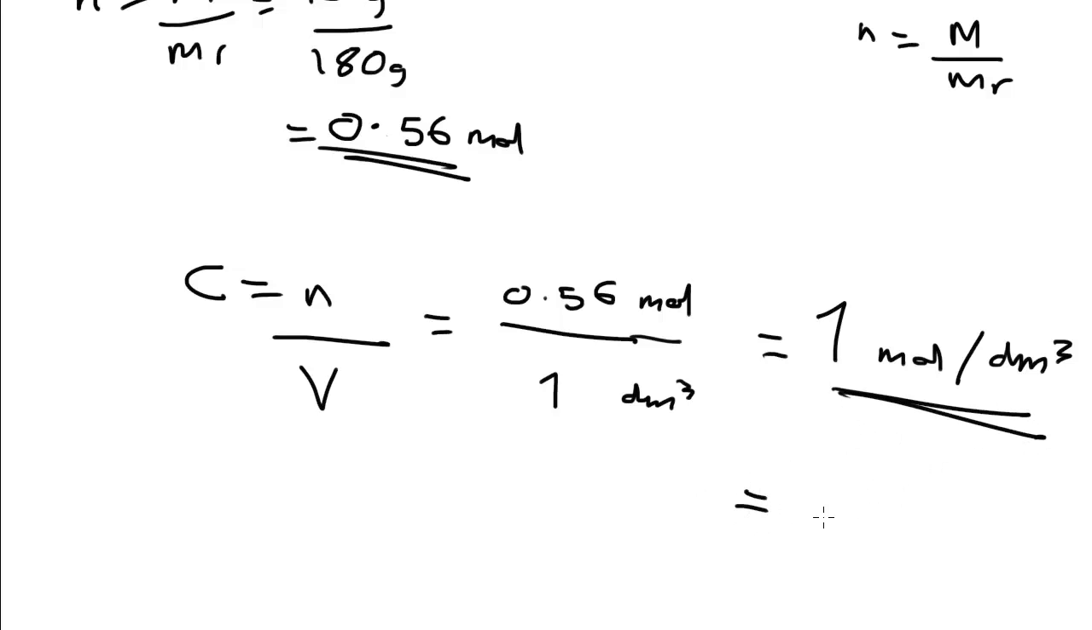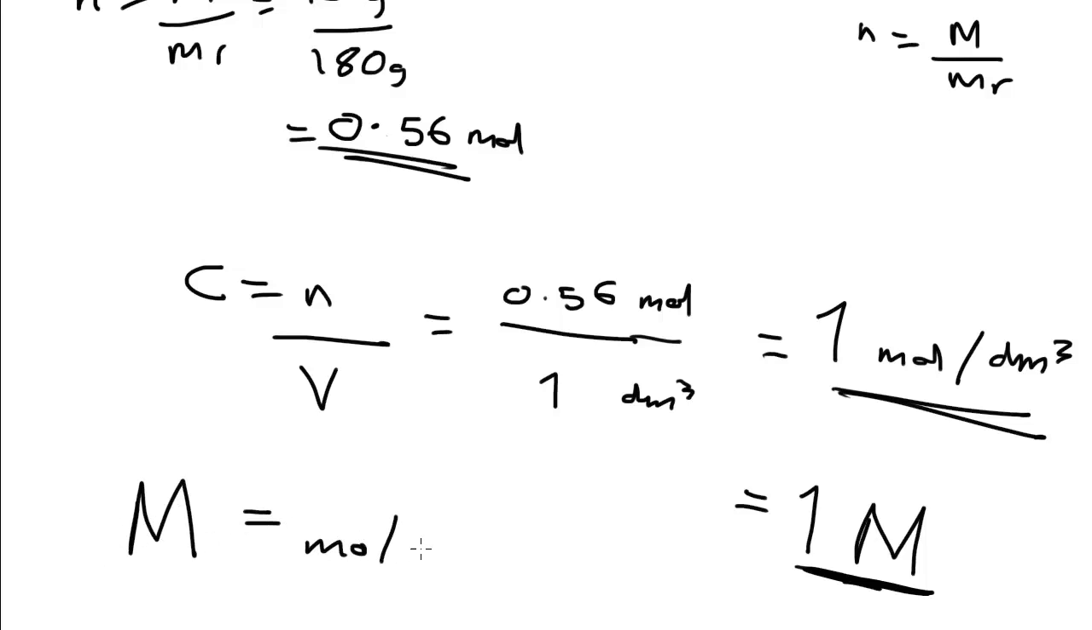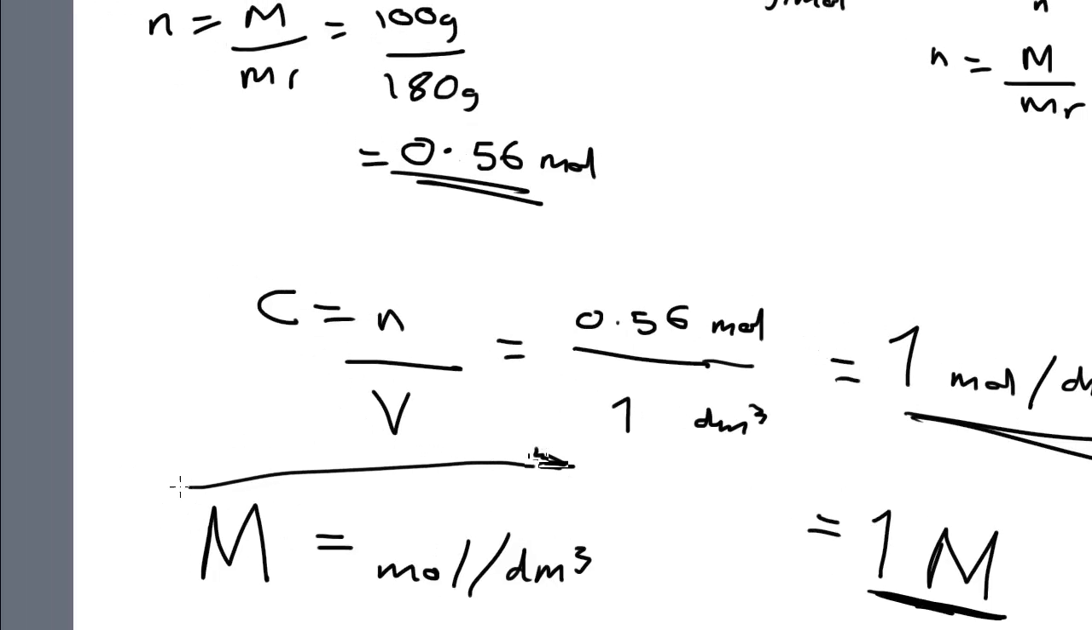However, I should also tell you that you might sometimes see a capital M, like this. It's the same thing. A capital M is the same as moles per decimeter cubed. So this is known as molarity, and sometimes you hear concentration called molarity.